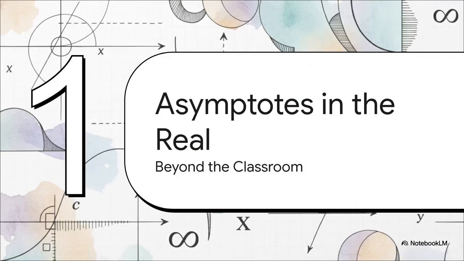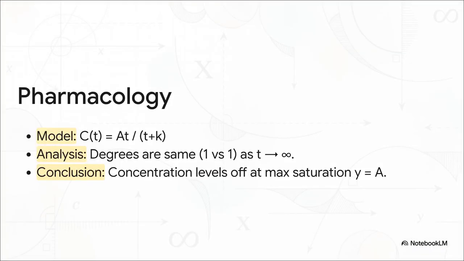Okay, I know what you might be thinking. This is a neat math trick, but is it ever actually used for anything? The answer is a huge yes. Let me show you a really cool application. Let's look at pharmacology. The concentration of a drug in your bloodstream over time can often be modeled by a rational function, just like the ones we've been looking at. As time, or t, goes on and on towards infinity, what do we see? The degrees on the top and bottom are the same. It's an EATS DC case. And that horizontal asymptote isn't just a random line on a graph. It represents something real. It represents the maximum saturation level, the absolute limit of the drug the body can absorb.